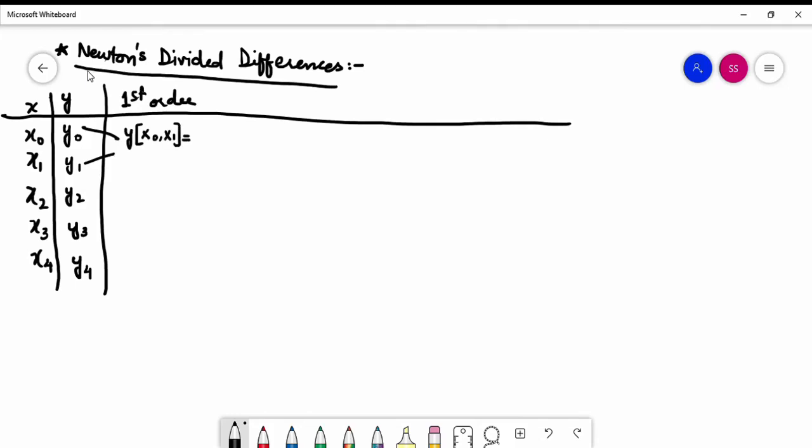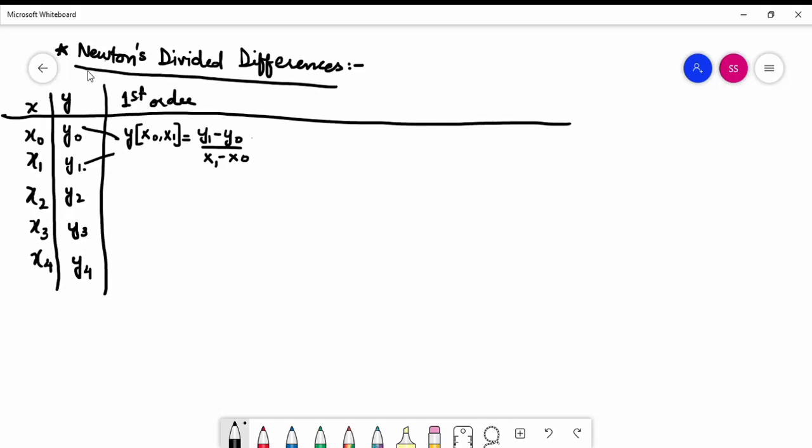Divided differences are calculated as y1 minus y0 divided by x1 minus x0. This is the first order divided difference, because these are differences like rise over run. These are a kind of slope, and because the differences are divided, we call them divided differences. So that is my point.